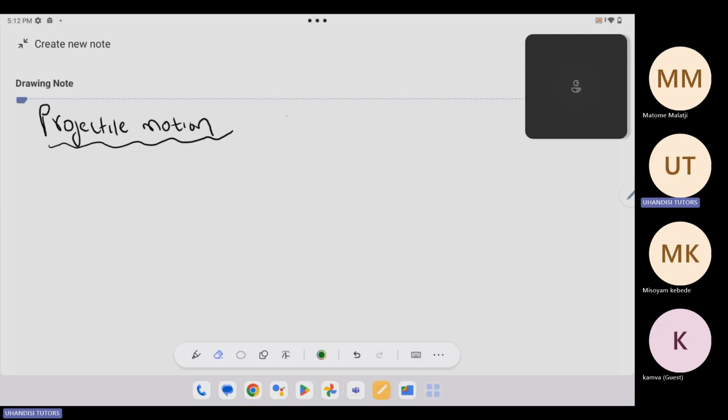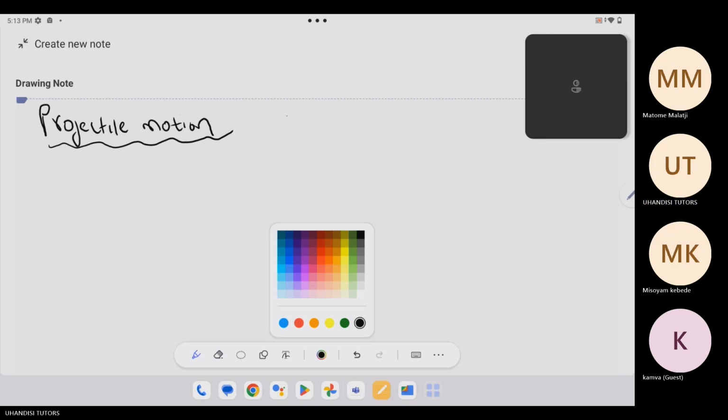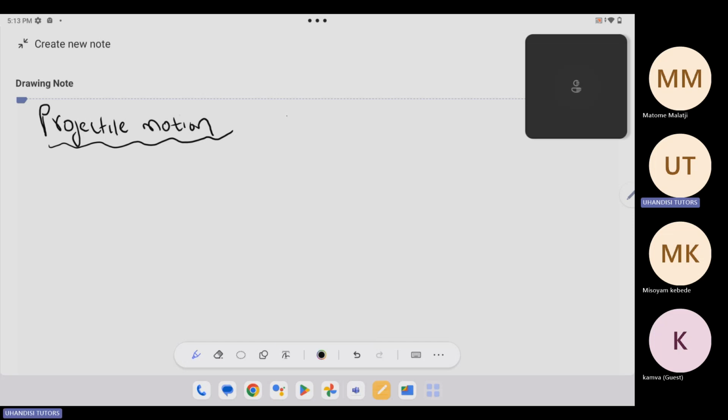Okay, so let's start. If I may ask, what do you understand by the word projectile motion? What is a projectile? Anyone? So you know, anything that you throw, right? If you take an object and give it an initial velocity, basically if you throw it in the air with an initial velocity of v, that's a projectile, right? So whenever you give an object an initial velocity, then it becomes a projectile.